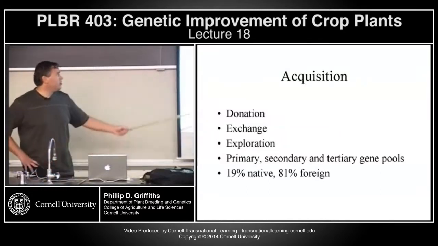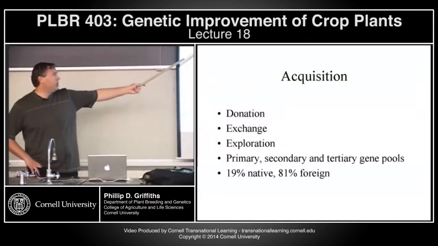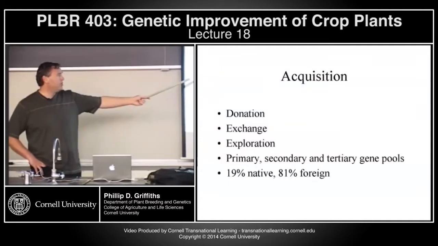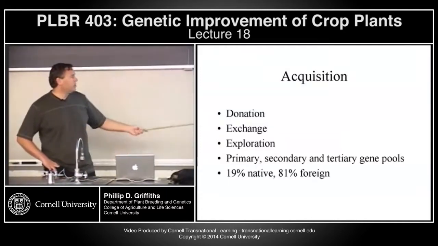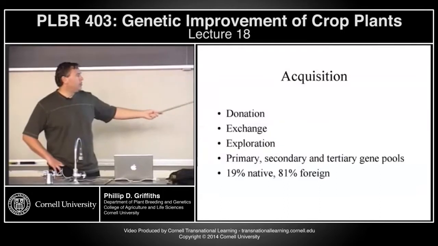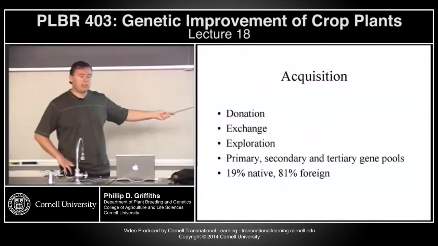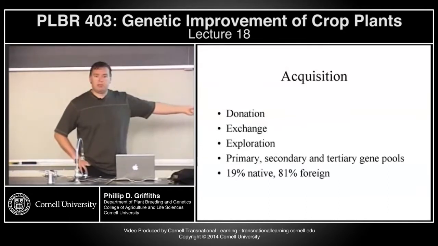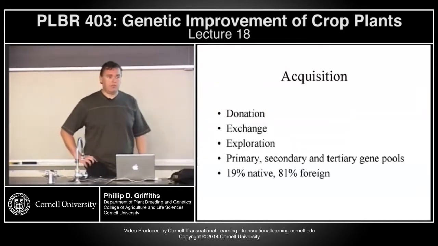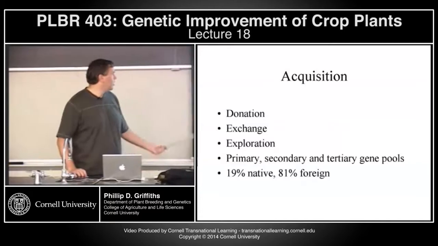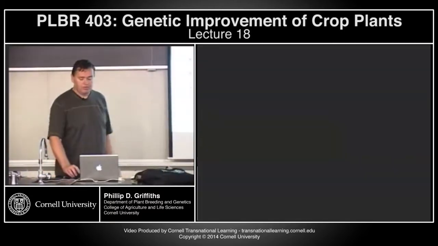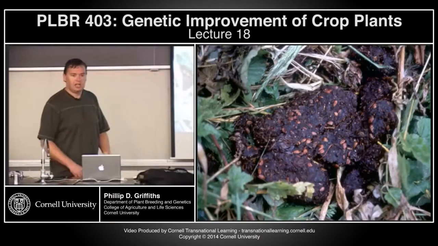As far as acquisition goes, this can be achieved through donation, exchange, exploration. If we look at the collection as a whole, 19% of all of the accessions held are native from the US, but over 80% of the materials held actually come from overseas. And they represent all three of the gene pools I talked about.